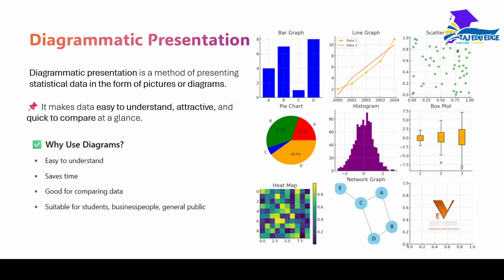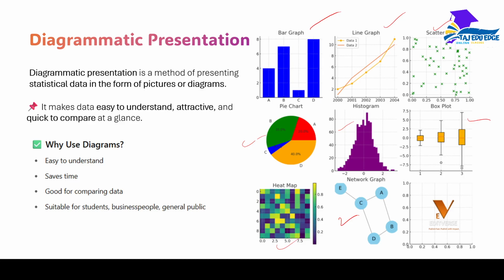Diagrammatic presentation is a method of presenting statistical data in the form of pictures or diagrams. What you are seeing here on the right side: bar graph, line graph, scatter plot, pie chart, histograms, box plot, heat map. All these are the different types of graphs or charts used to present the data which has been tabulated in a diagrammatic way.